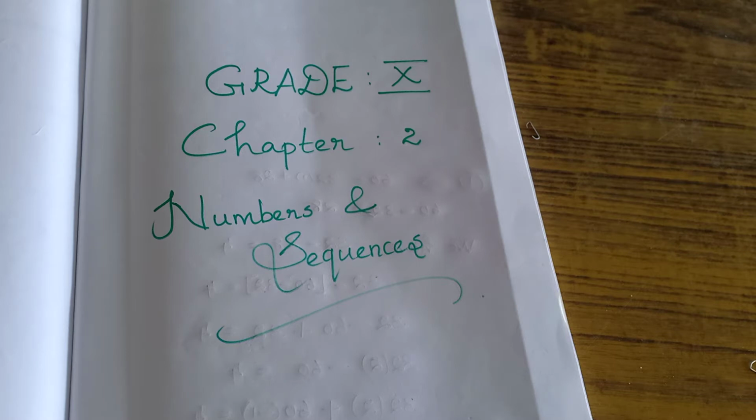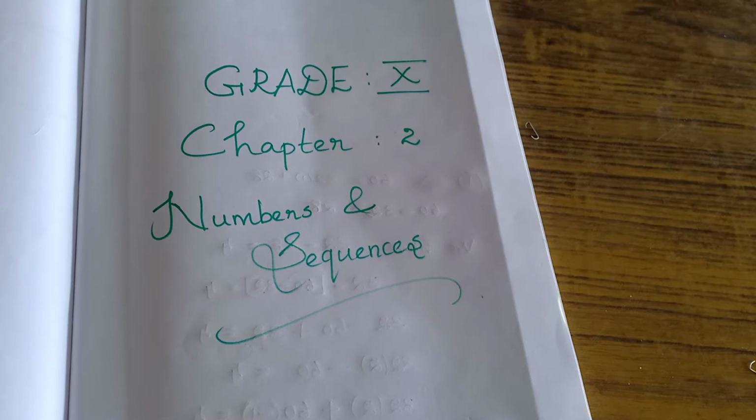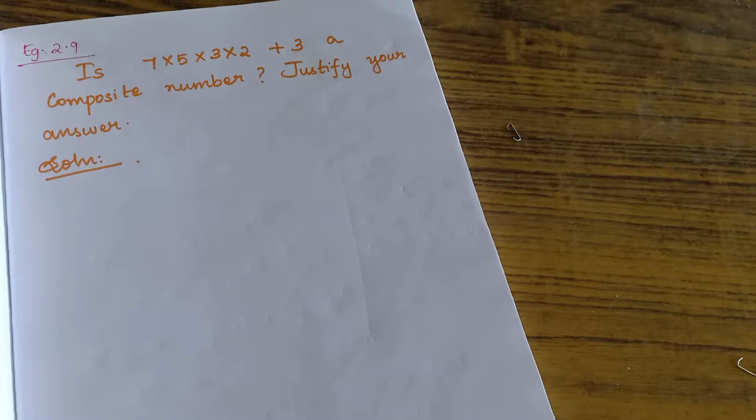We are dealing with chapter 2, numbers and sequences. Already we completed exercise 2.1 and we started the fundamental theorem of arithmetic. We solved 2 example problems in that. Let's proceed with the examples. Example 2.9. All of you take your second chapter note, that means numbers and sequences note, and write example 2.9, which is on page number 45.